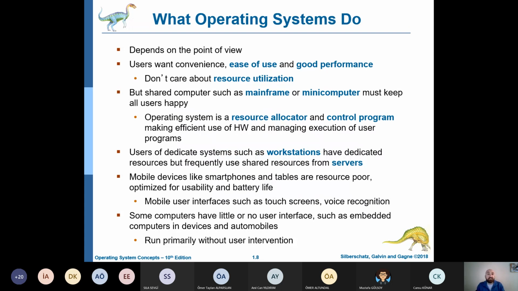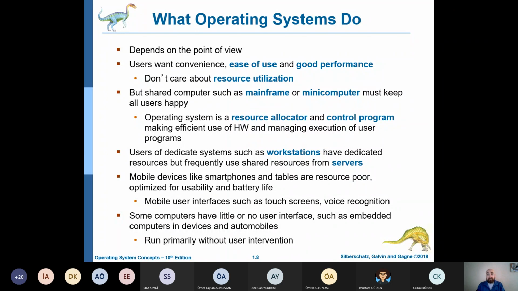To understand the operating system's role, we can explore operating systems from two viewpoints, that of the user view and that of the system view. So the operating system's responsibilities depend on the point of view. For example, users want ease of use and good performance, and they don't care about resource utilization. For example, if you want to play a game on your computer, you don't care about the resource allocation in the background, you just need performance.